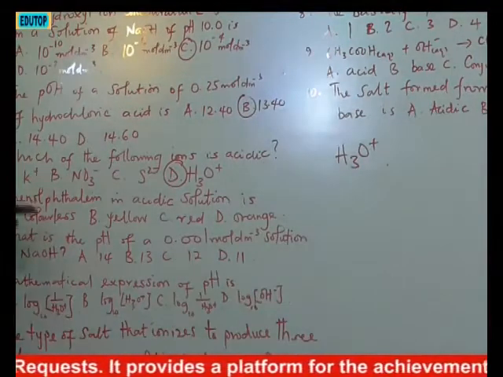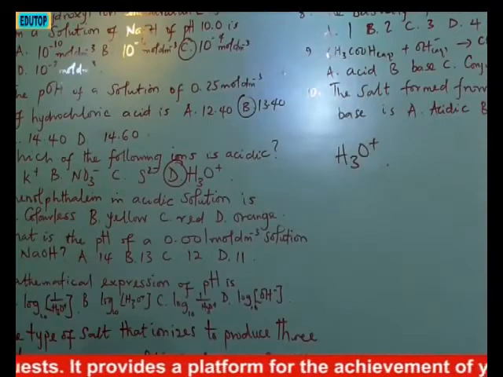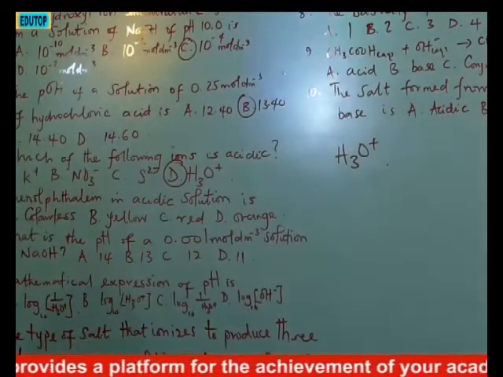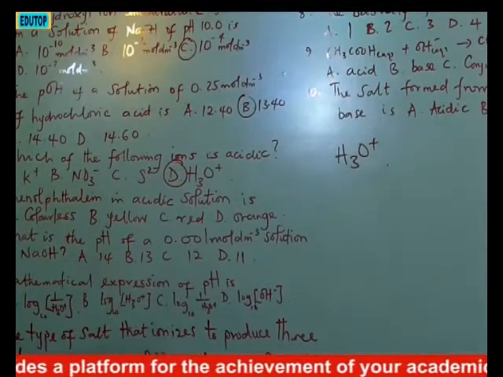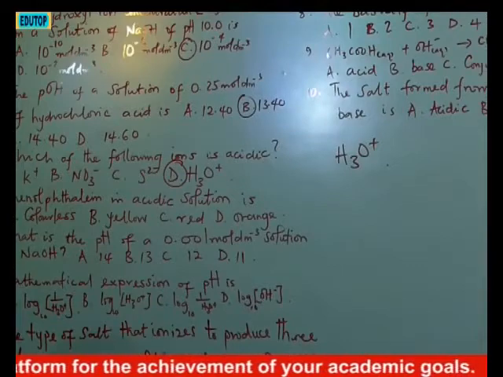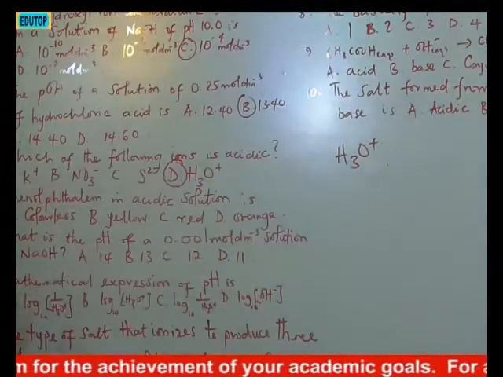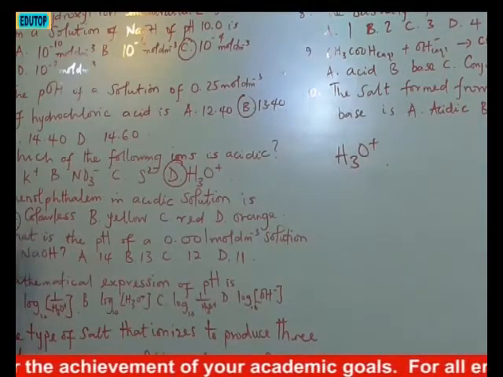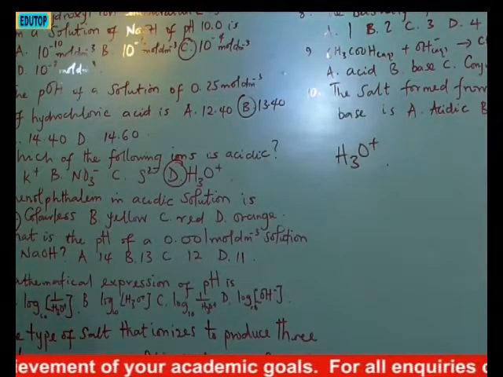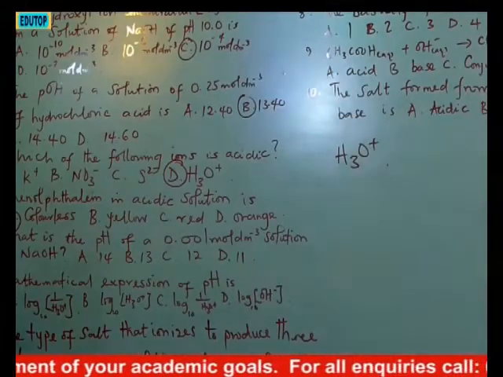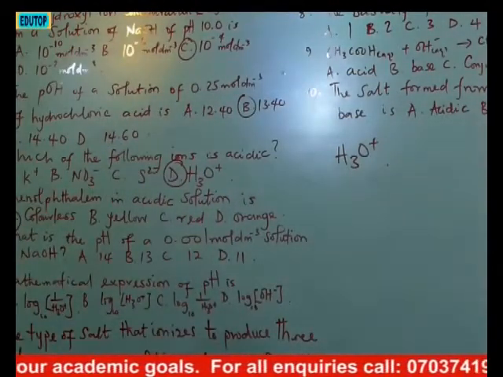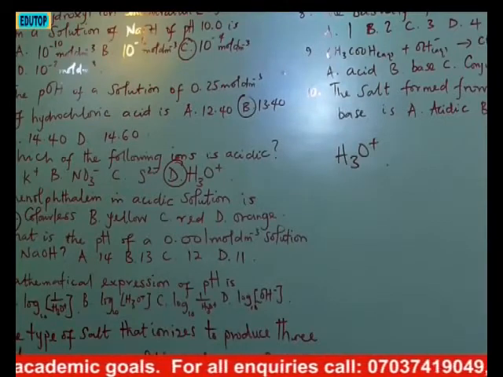Then phenolphthalein in acidic solution is, so that is what I represented earlier. In this situation, phenolphthalein in acid is colorless, while in base it is pink. So automatically it will definitely be option A. Then what is the pH of 0.001 mole per dm³ of this?